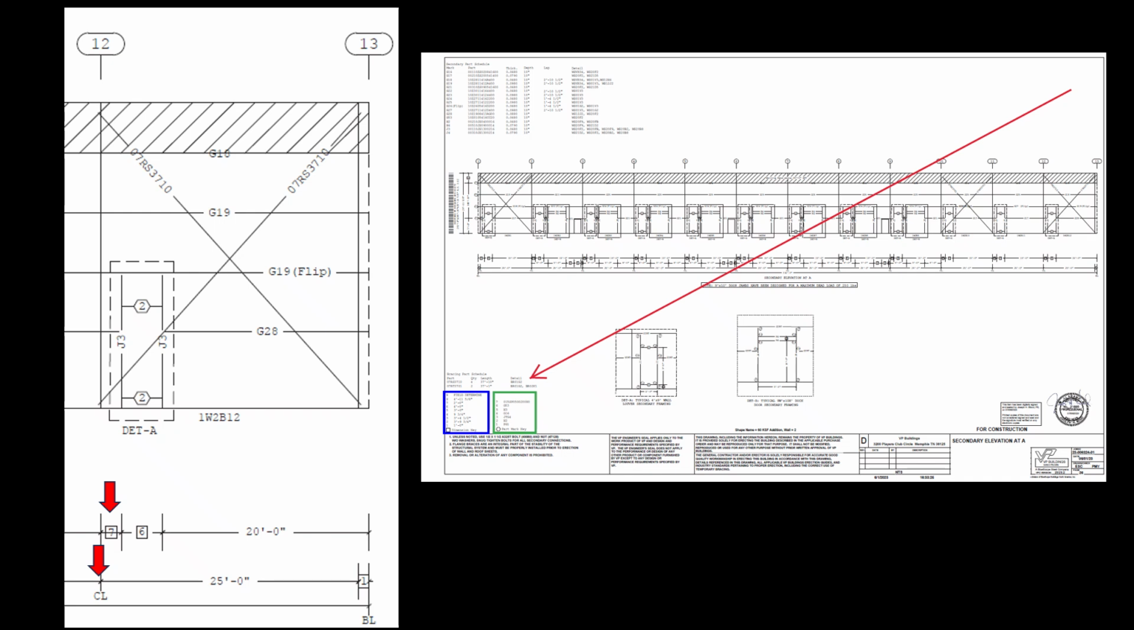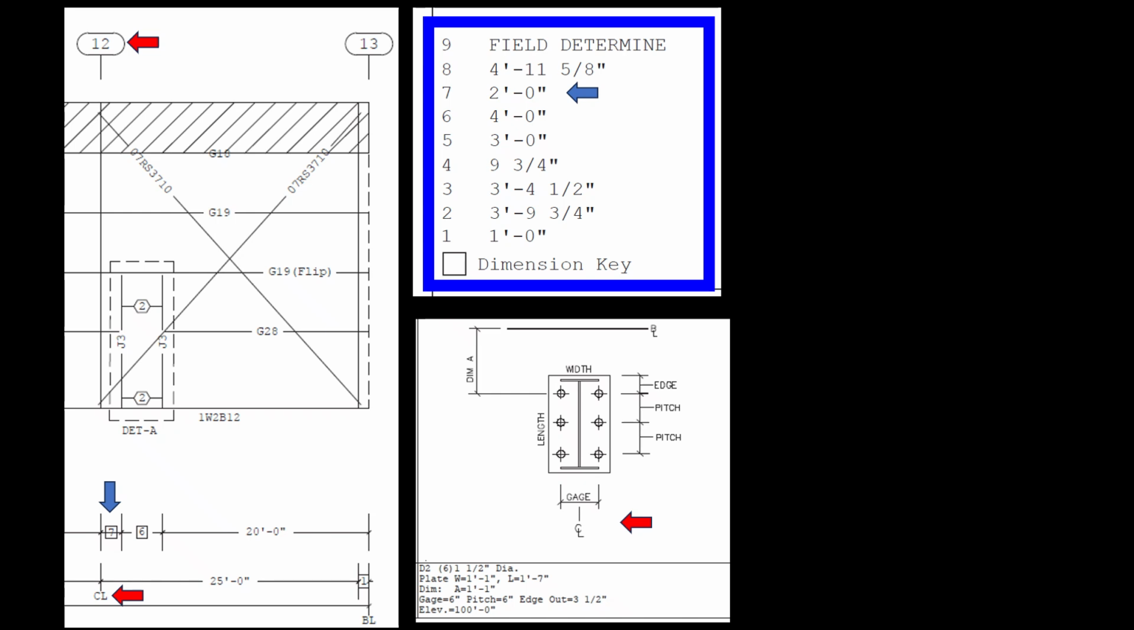In order to understand these drawings, we're going to need to understand some terms and some other information that can be found in the keys at the corner of the drawing. The red arrows are explaining the meaning of CL, or center line. Center line is an imaginary line drawn through the center of the column or through the center of an anchor bolt pattern.